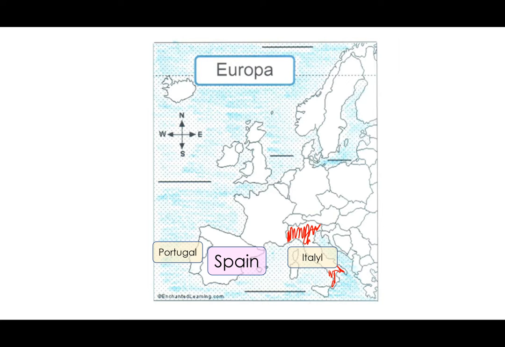To the north of Spain, we have the country of the other famous language, France. They speak French. And then to the north of France, we're also going to identify England. Let's go to the next map.